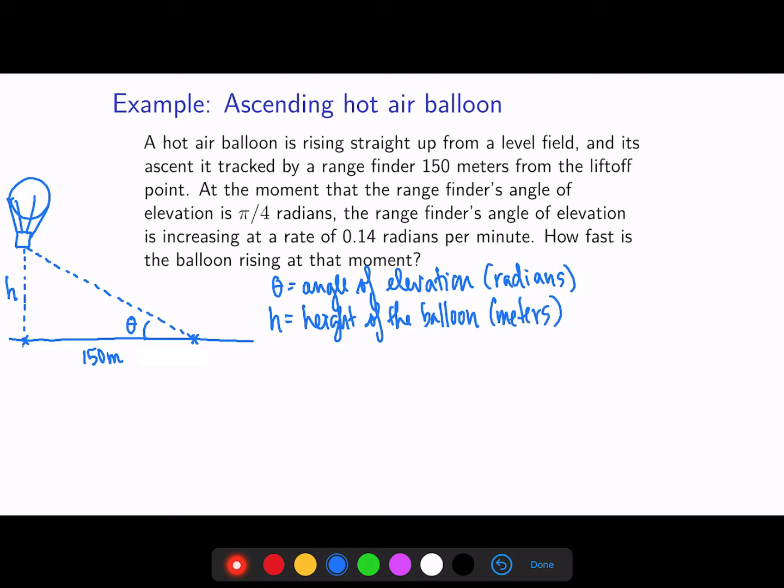We're also given in the problem that we know this angle of elevation is changing at a rate of 0.14 radians per minute. So this unit of minute here tells us that our time unit is going to be minutes in this problem. Then finally, we want to know what the rate of change of the height of the balloon is. How fast is the balloon ascending? What's dh/dt?